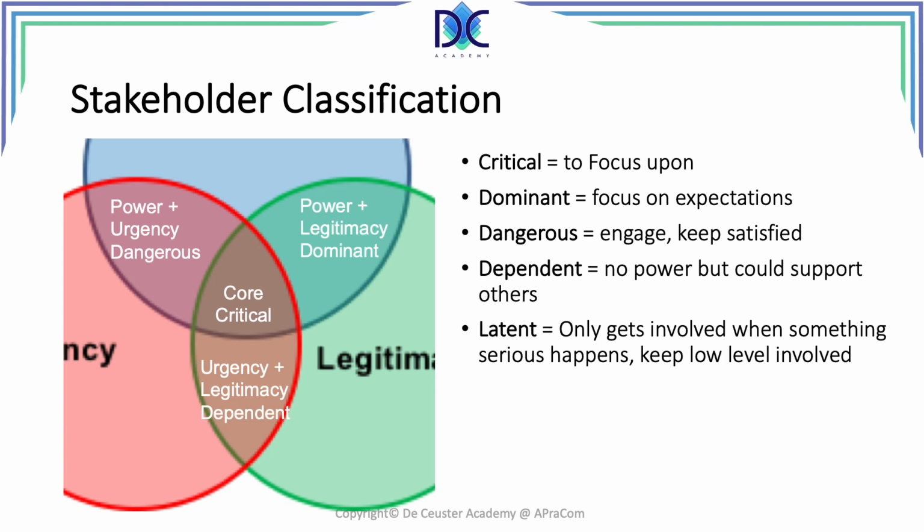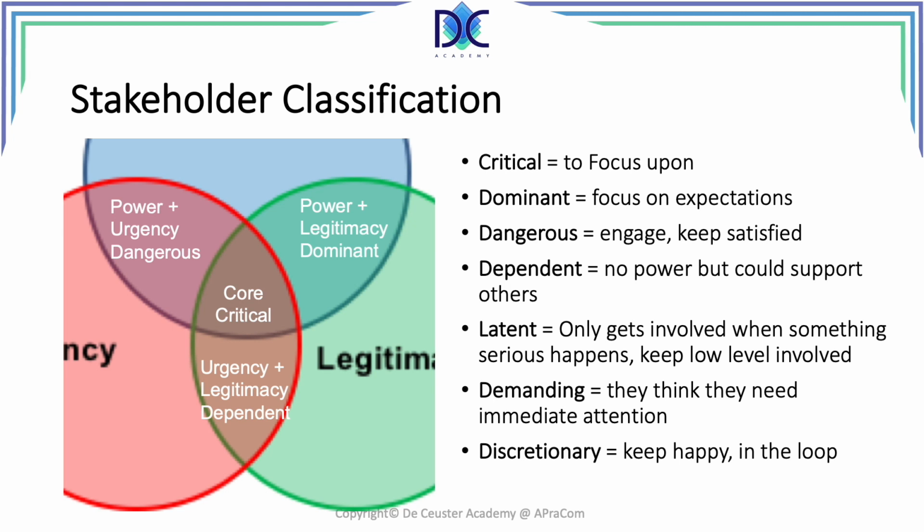Now we can also identify people who are latent. These are people who are kind of sleeping, and they are not really involved, but once something goes wrong, they light up like a fuse and they will start interfering. So it's also very important to understand who they are. Demanding, these are people who think they need immediate attention. They may be people that have no power at all, that are not important, but they could be dangerous in your project.